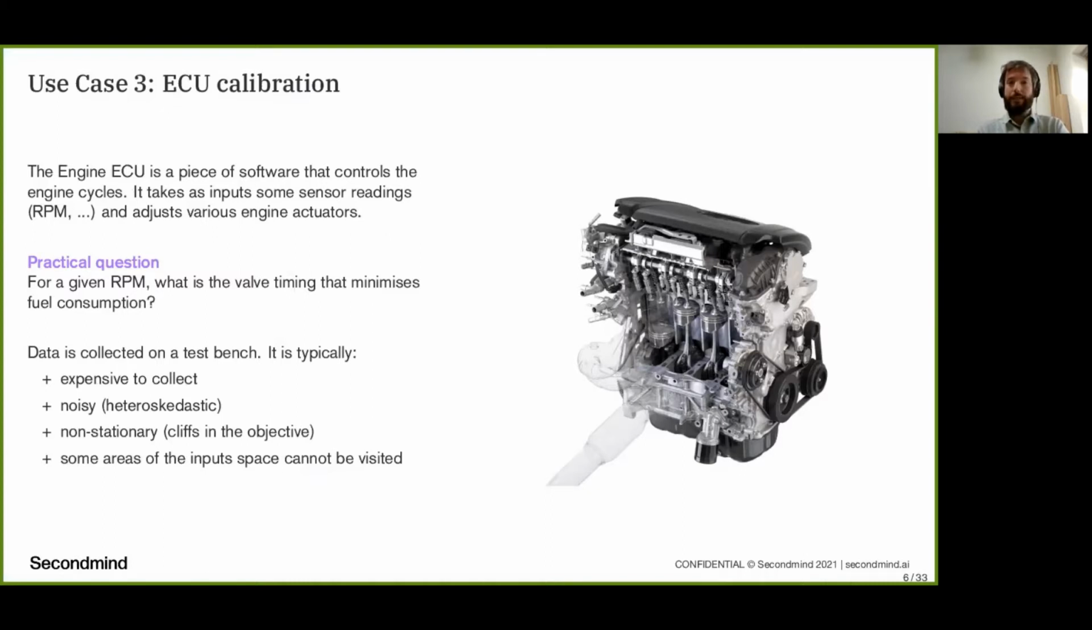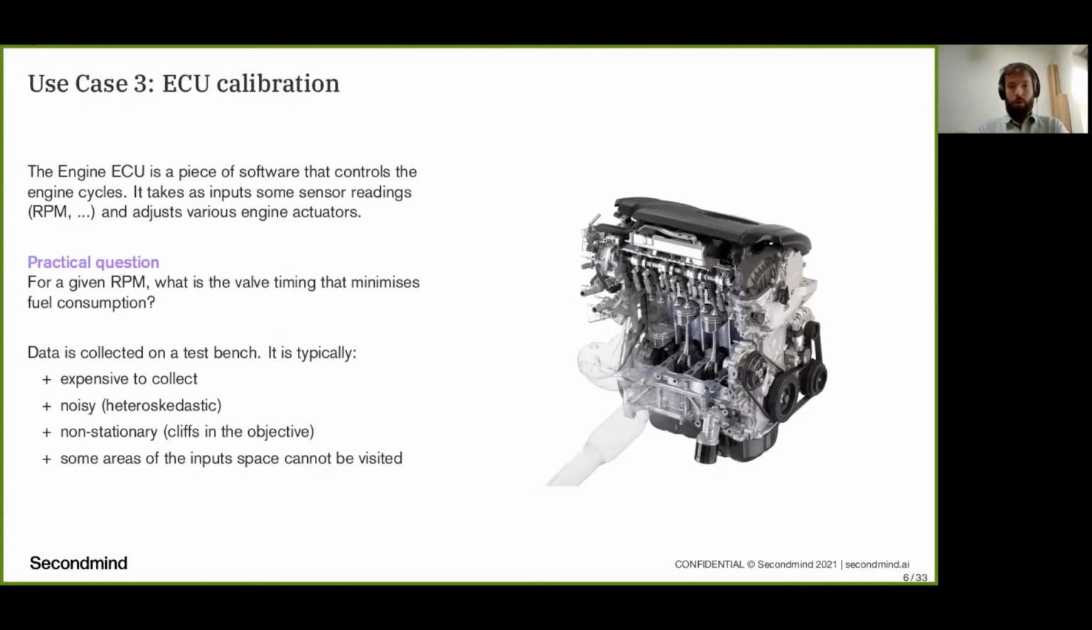So the data in order to find a good calibration of the engine control units is collected just by running an engine on a test bench and testing different parameter configurations. So data is typically expensive to collect. It will be noisy, with heteroscedastic noise. It is often non-stationary. You can have cliffs in the objective. So changing one parameter a little bit can, in some location of the input space, imply big changes on the value of the fuel consumption.